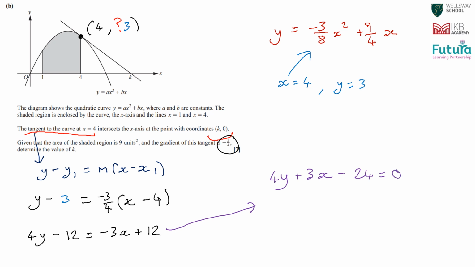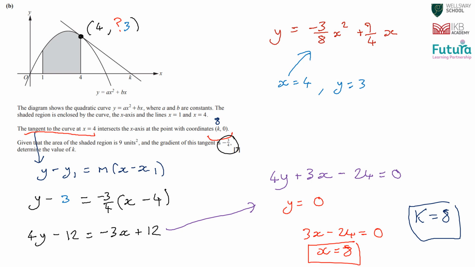We know that this crosses the x-axis at the point k, 0. So therefore, if you substitute y equals 0 into this expression, you get 3x minus 24 equals 0. And therefore, x must be 8. And so in this case, k is going to be 8. I know we've written x is 8, but that's because it's the x coordinate. In this case, k will have a value of 8, like so.